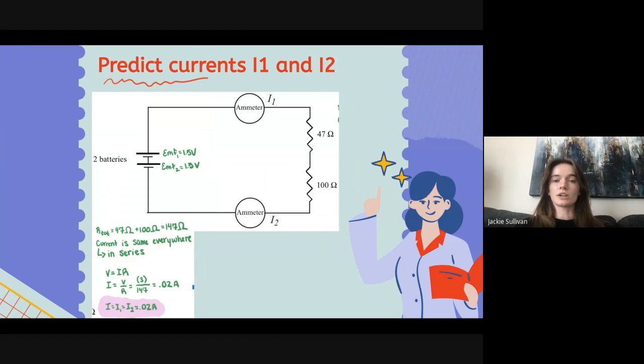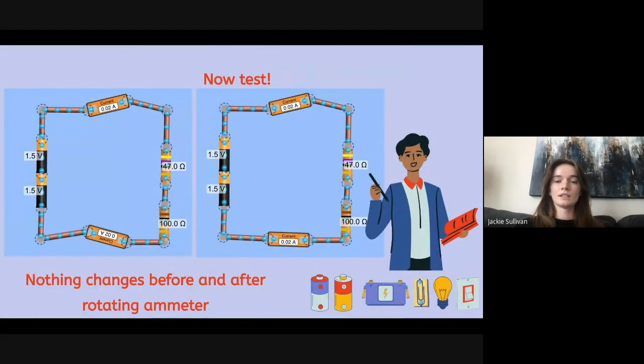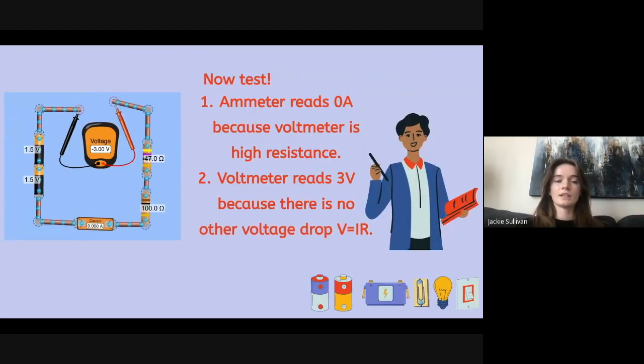So to predict the currents through 1 and 2, I predicted that the currents would be the same since they are in series, and this would result in them having 0.02 amps. So then I tested this in the simulation, and I did the ammeter going straight first and then also flipping it. And we saw that our prediction was correct, and that nothing changes whenever we rotate that ammeter. So next I tested it by putting a voltmeter there, and the ammeter reads 0 amps.